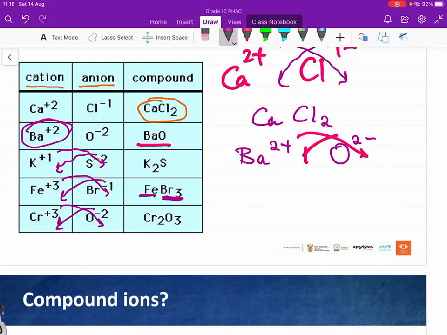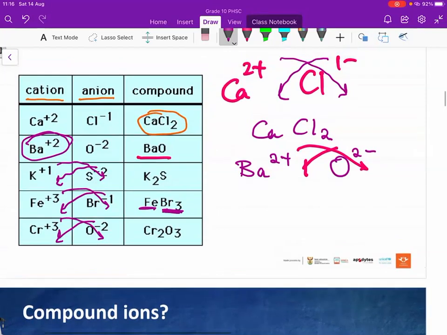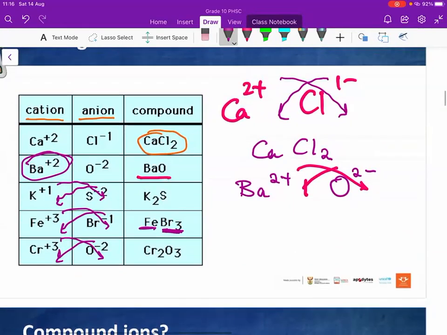So this is really important. You need to be able to write the formulas for ionic compounds before you can do this section of work.